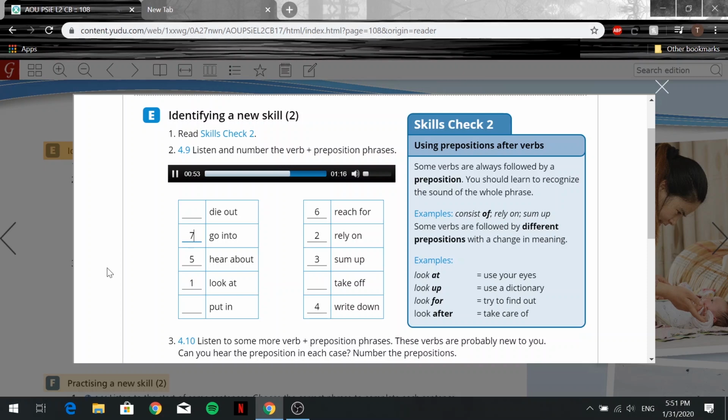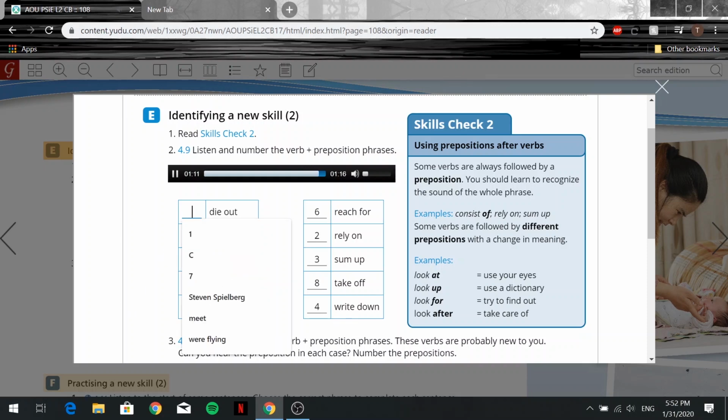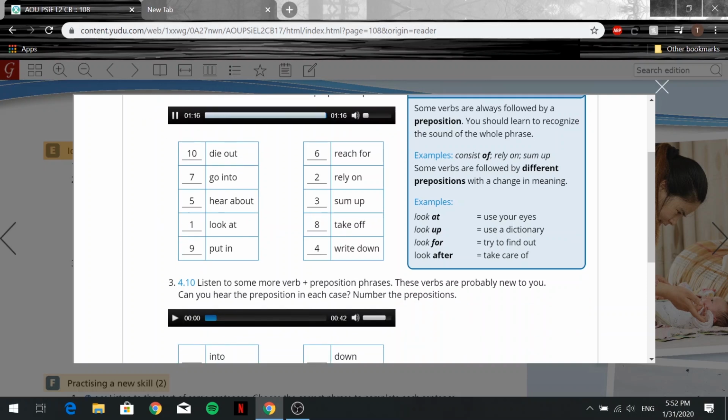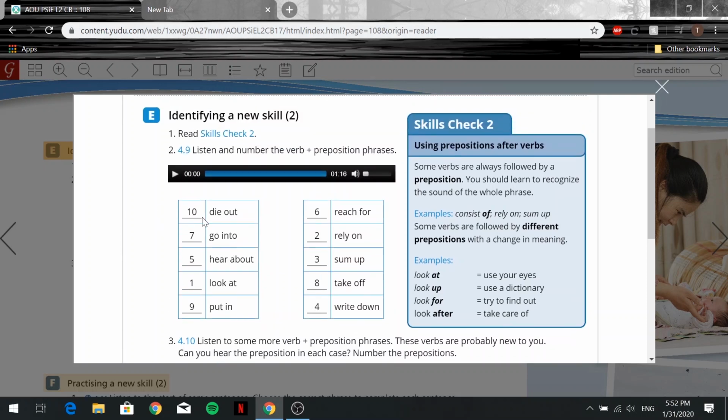8. The spacecraft took off at 10:32 a.m. precisely. Took off or take off. 9. Remove the old printer cartridge and put in the new one. Put in. 10. Traditional festivals are dying out all over the world. Die out. Okay, so these are the verbs and prepositions in correct order.